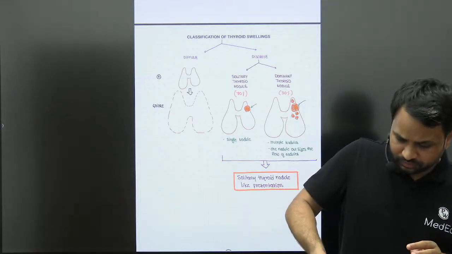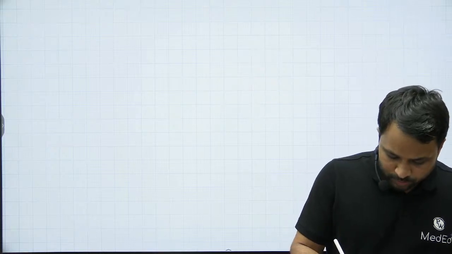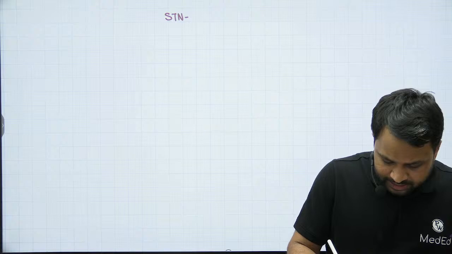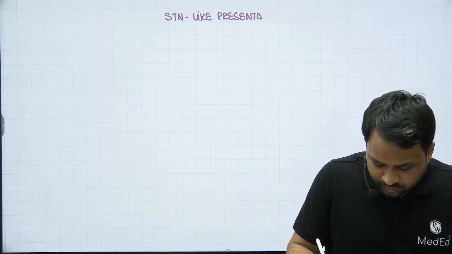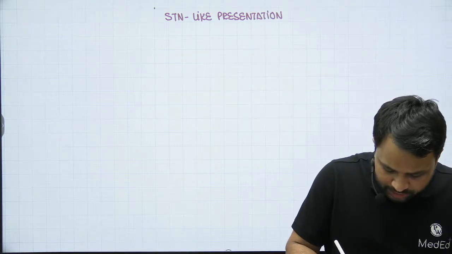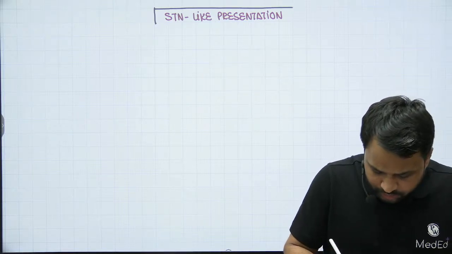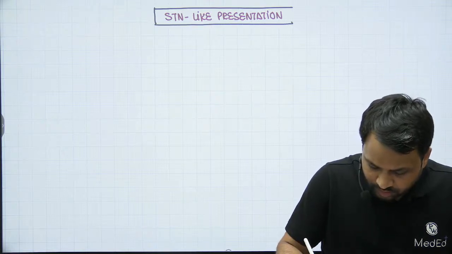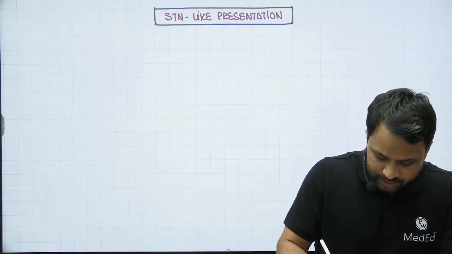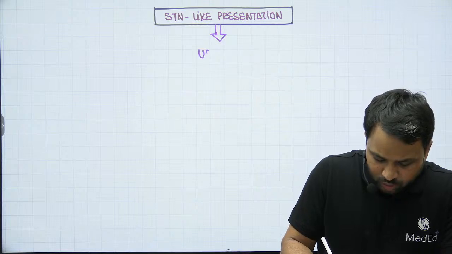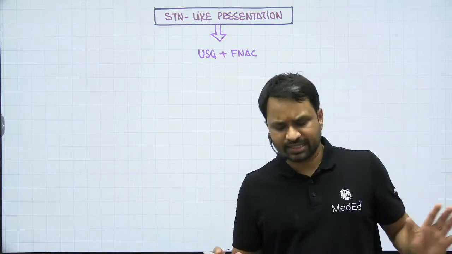Now, let's say you have a patient with a solitary thyroid nodule-like presentation, what we call an STN-like presentation. How would you approach this? How are we going to move forward? For all patients who have a solitary thyroid nodule-like presentation, it is mandatory to do an ultrasound as well as an FNAC. That is a standard dictum that we are going to follow.